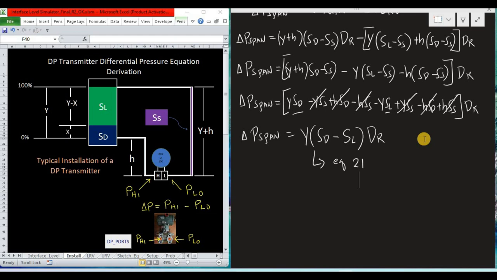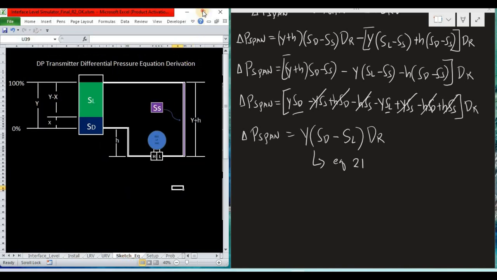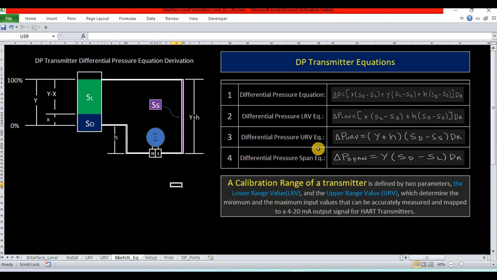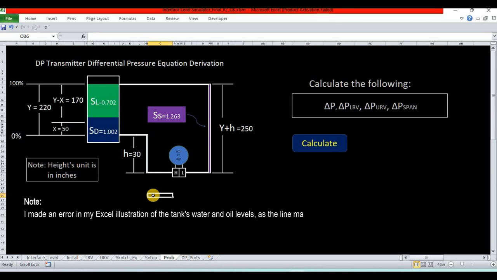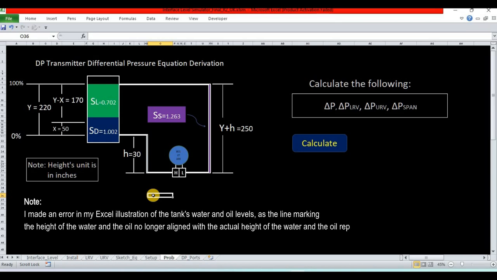Okay, to make it easier to see all the equations together, let's put them in one place. So okay, these are the equations that we have just derived. Okay, before concluding this video, let's solve one practical problem to reinforce our understanding of applying the equations.